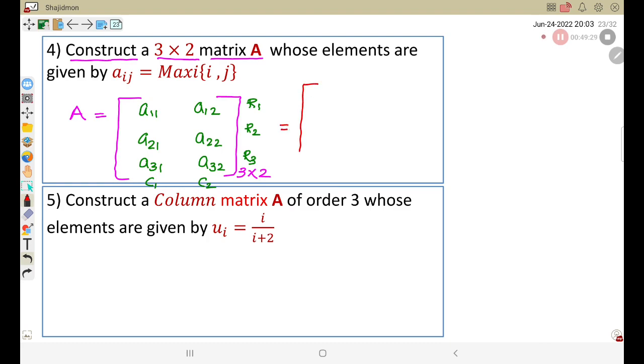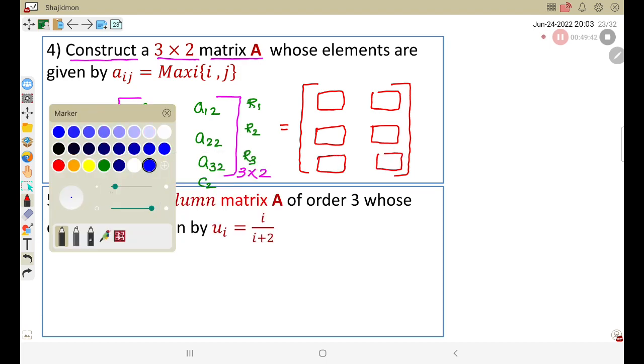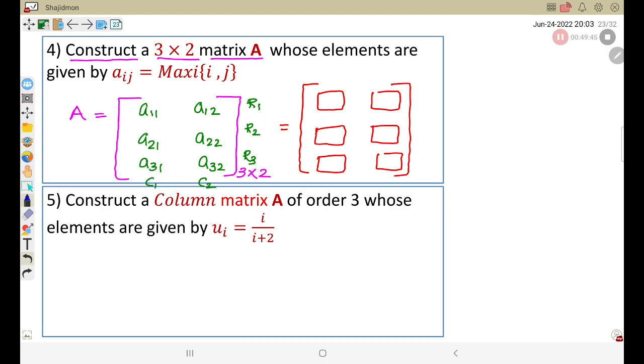We need to calculate here one number, here one, another two, in the third row also another two numbers. Six numbers we need to calculate, correct? Now, whose elements are given by Aij equals, I will write here, Aij equals maximum of i comma j. Maximum of i comma j. i and j, whichever is the bigger number, that is the meaning.